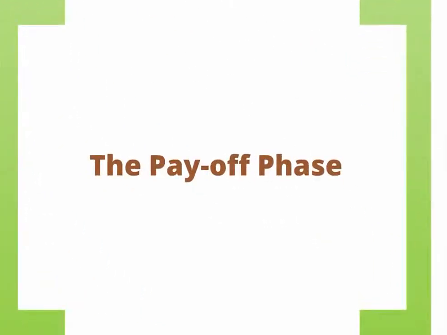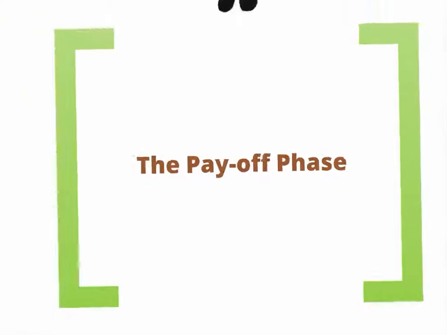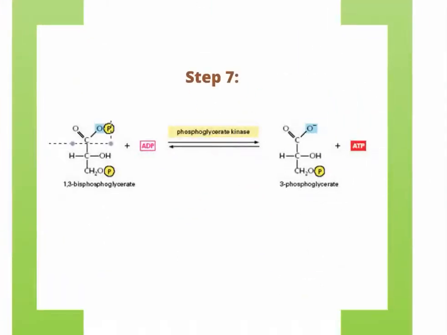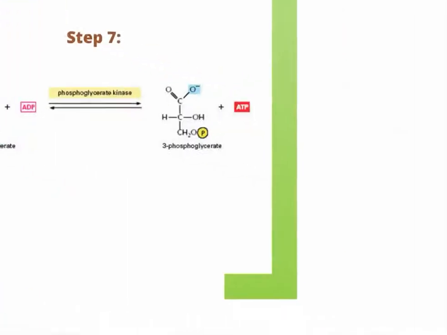Okay, so now we're going to move on to the payoff stages, and that's steps 6 through 10. In step 6 of glycolysis, the 2 molecules of glyceraldehyde 3-phosphate are oxidized. The energy generation phase of glycolysis begins as NADH and a new high-energy anhydride linkage to phosphate are formed. Step 7, the transfer to ADP of the high-energy phosphate group that was generated in step 6 forms ATP. So now we're getting our ATP back.